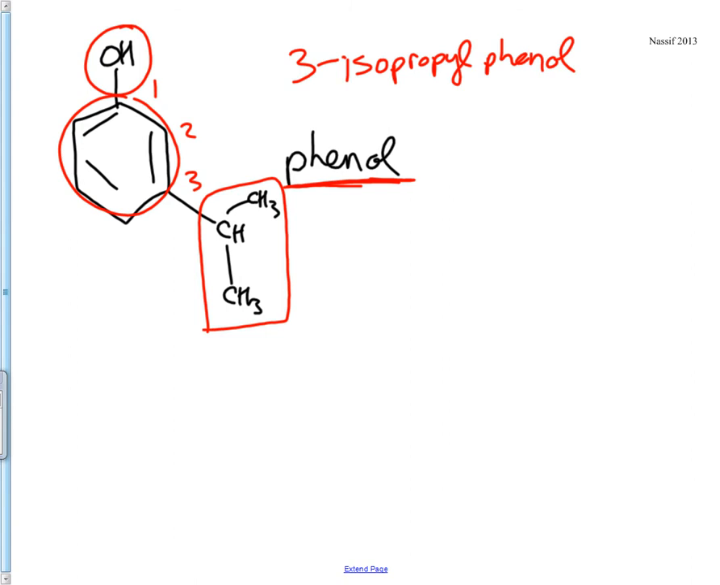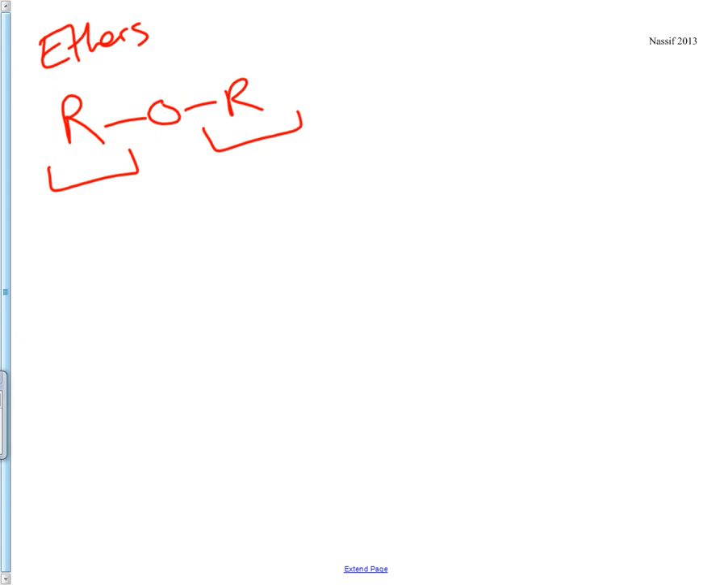Now, another group that uses oxygen for naming are the ether groups. Now, for ethers, as you remember, you have your R, O, R groups. Ethers are very simple. You name this group, you name this group, and then you write the word ether. So if this were called group 1, and this were called group 2, this would be 1, 2, ether.